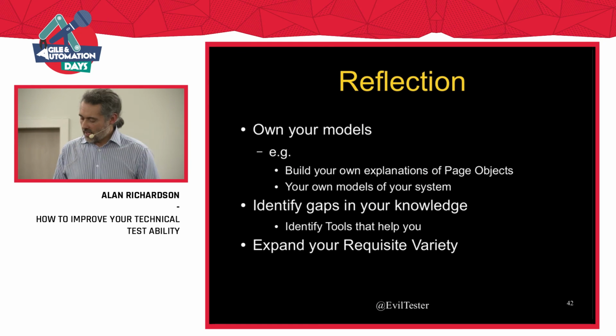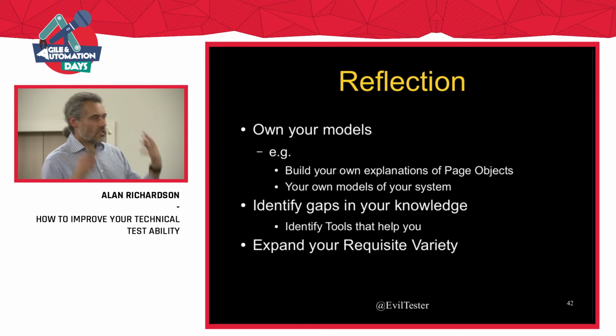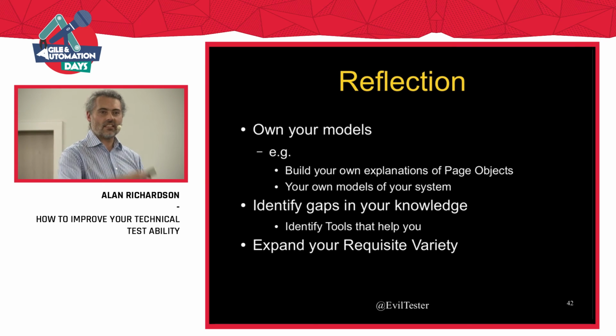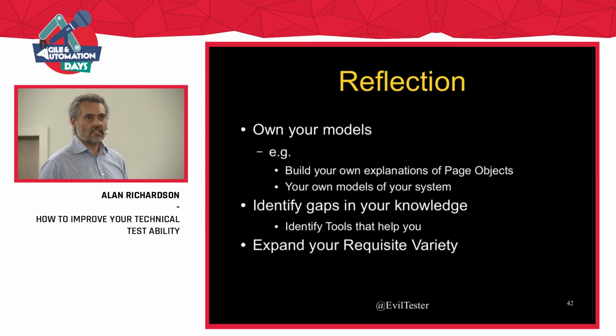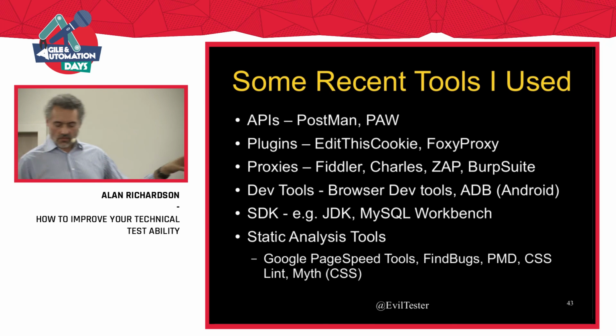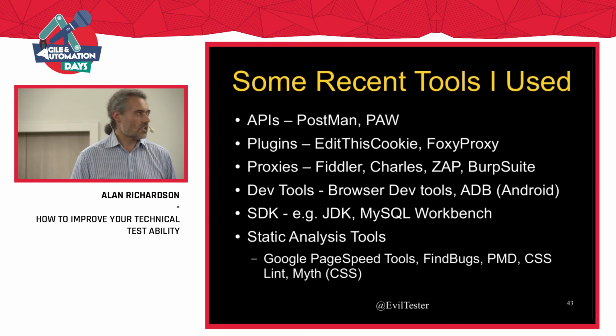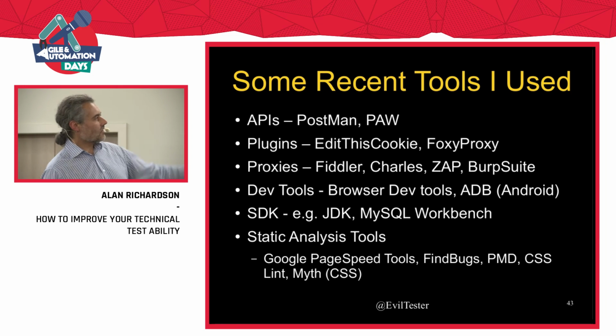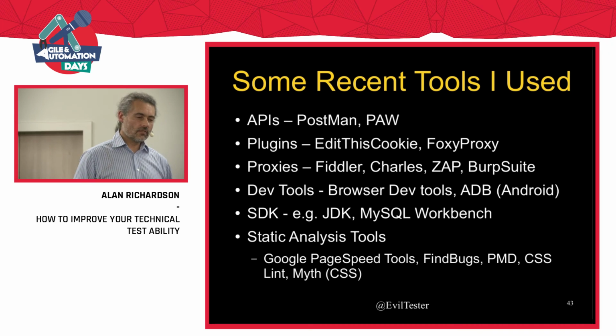Now, the other part of my testing model is reflection, the ability to think about what we're doing, because then I'll spot gaps, then I'll identify intent to then try and test in more detail. This is an important part, the reflection part, because this is where we identify what we're going to do next in terms of improving our learning. So I've got lists of some recent tools I've used in terms of APIs, Postman, different plugins, proxies, whatever else.